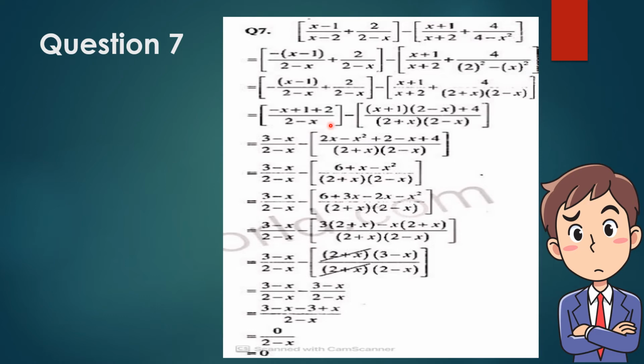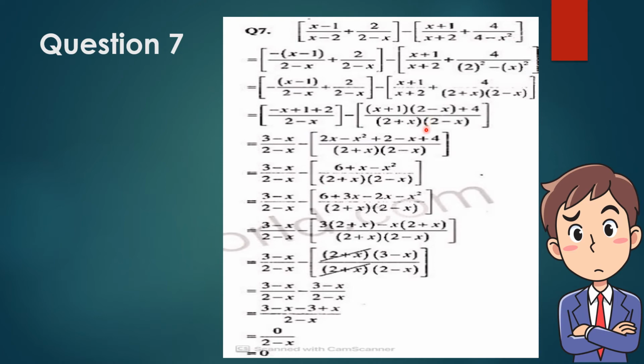And similarly in the second one you have x plus 1 divided by x plus 2 plus 4 divided by, here we have 4 minus x square. So the formula is a square minus b square, so 2 square minus x square. It will give you 2 plus x into 2 minus x. So the LCM will be x plus 2 and 2 minus x. So we have written the common term one time. X plus 2 is common in both, so we have written it one time, and the uncommon term is 2 minus x.